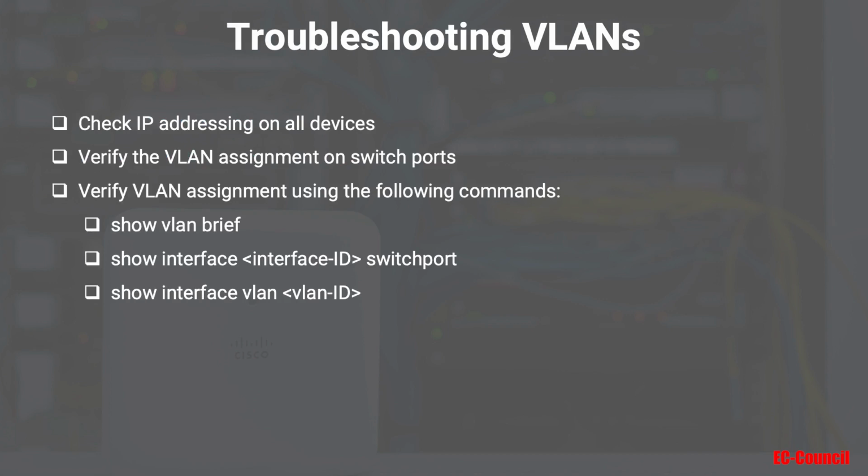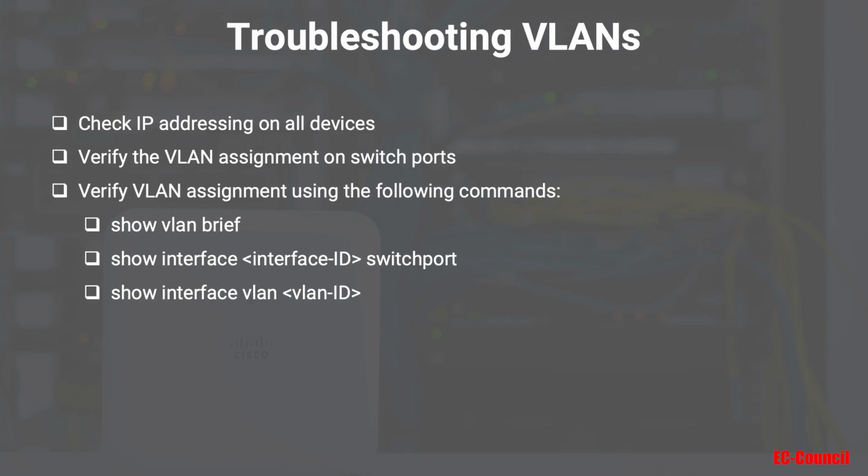Sometimes when configuring VLANs on your network, you may run into some problems. So to troubleshoot VLANs, follow these essential steps. Check the IP addressing on all your devices, especially your end devices. Check the IP address, the subnet mask, even the default gateway.